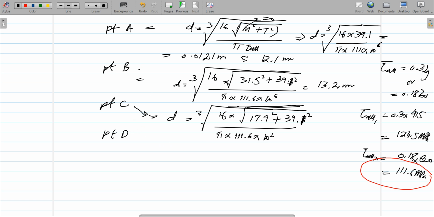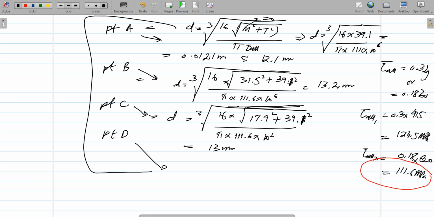So for point C, the diameter will come out to be 13 mm. And for the fourth case, because again there is no moment at this point, the diameter will come out to be 12.1 mm. So this is how we calculate the diameter of shafts at all points.